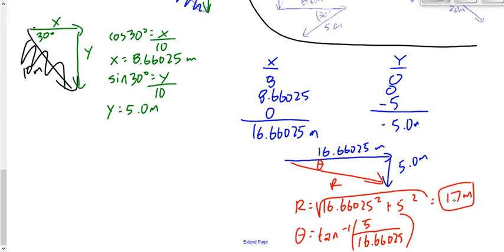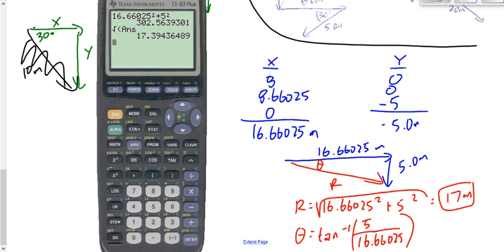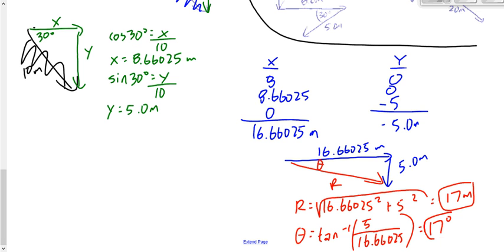And theta, last thing I want to do with you here today, theta is the inverse tan function. I'm just going to hit sine 90 to make sure I'm in degree mode. Yep. The inverse tan function of opposite over adjacent, 5 over 16.7, 17 degrees. 17 meters at 17 degrees. Make sense?